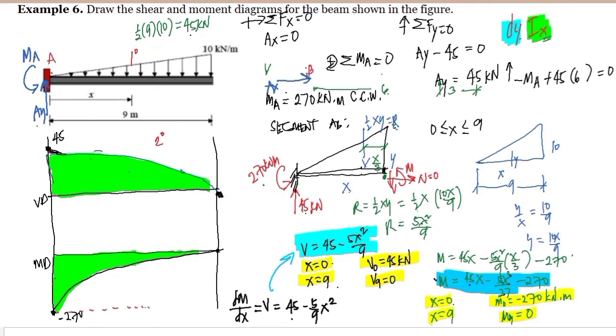Okay, so what are the possible questions na itatanong sa atin? We have the value of the maximum shear, and that is 45 kilonewton, and the value of the maximum moment, that is negative 270 kilonewton meter. No? So for the next video, I am going to solve this problem using the area method naman.